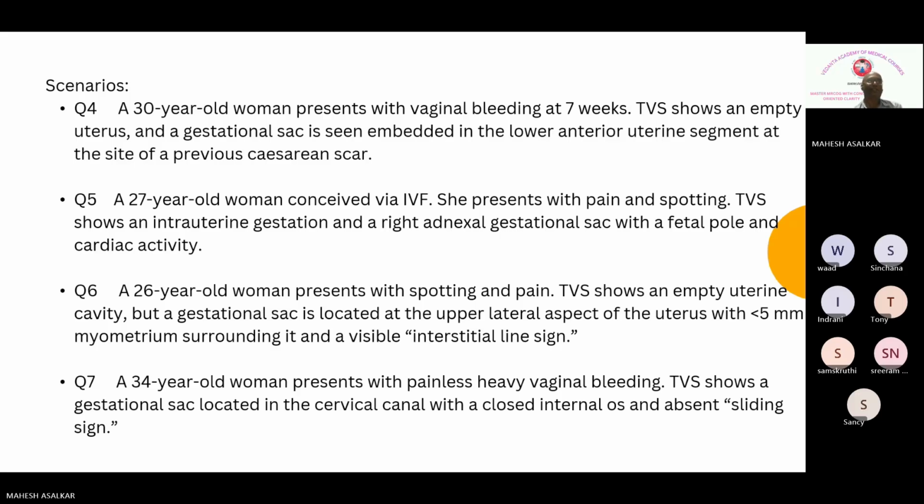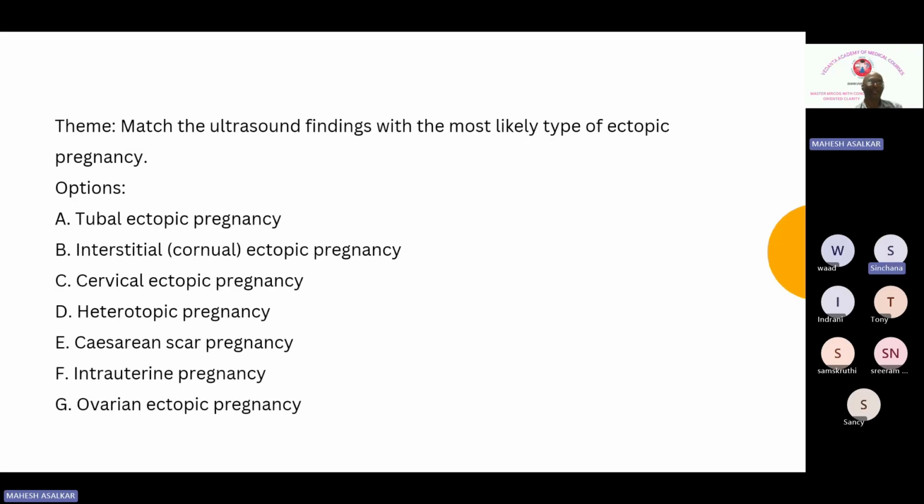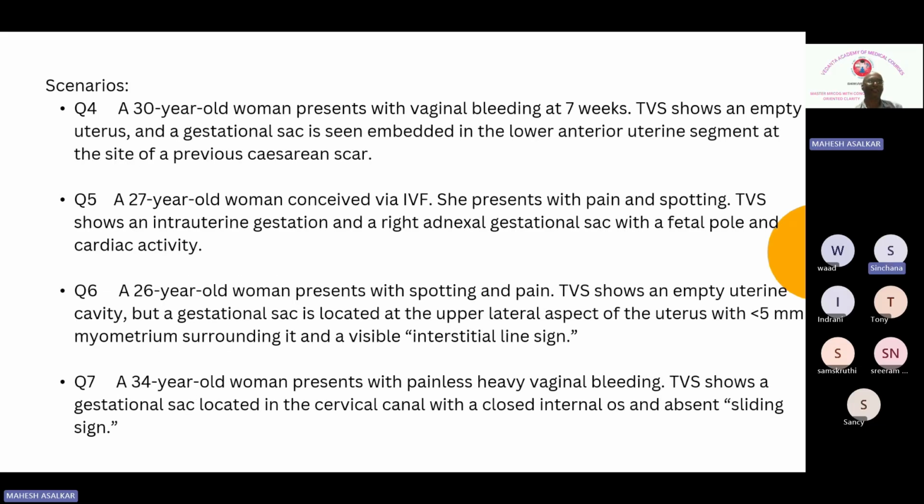Next. A 20... Sorry, sir, it is heterotopic pregnancy. Heterotopic pregnancy: intrauterine gestation with right adnexal. Yes, right adnexal. Heterotopic. Correct. Yeah. Next.